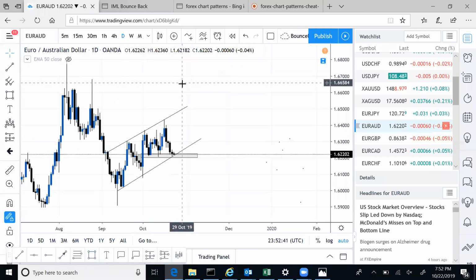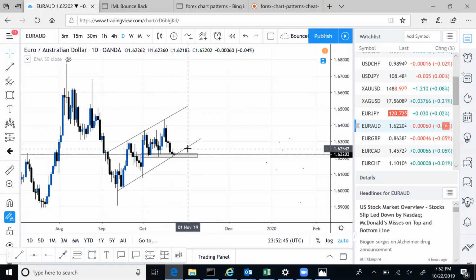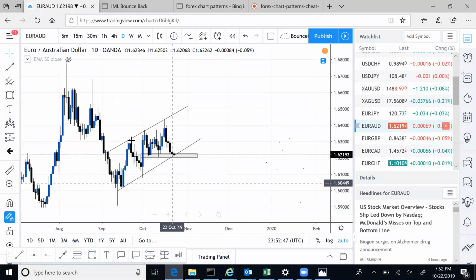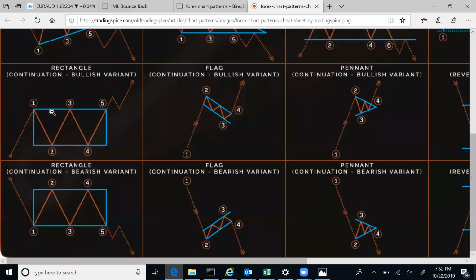We are at daily support, and you can see that the trade is literally trending in this channel, right? And when we look at this type of pattern and we go to our cheat sheet, there we go. Right here.